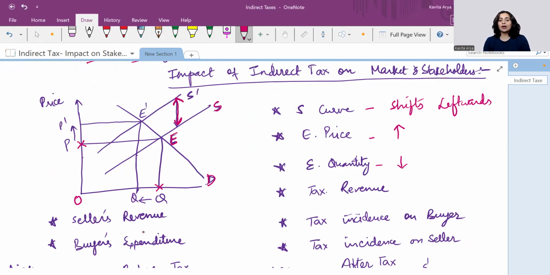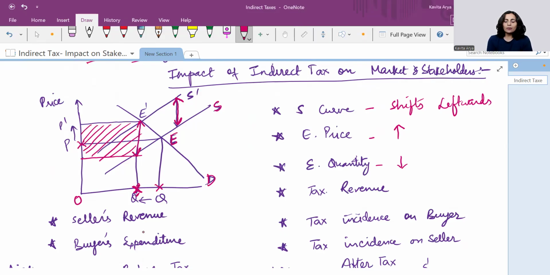Now let's understand how we calculate the tax revenue. This is the quantum of tax. And what is the final quantity now? Just keep it down. This is the new equilibrium and this is the tax, and this much quantity, OQ dash, would be traded in the market. So this is going to be the tax revenue.